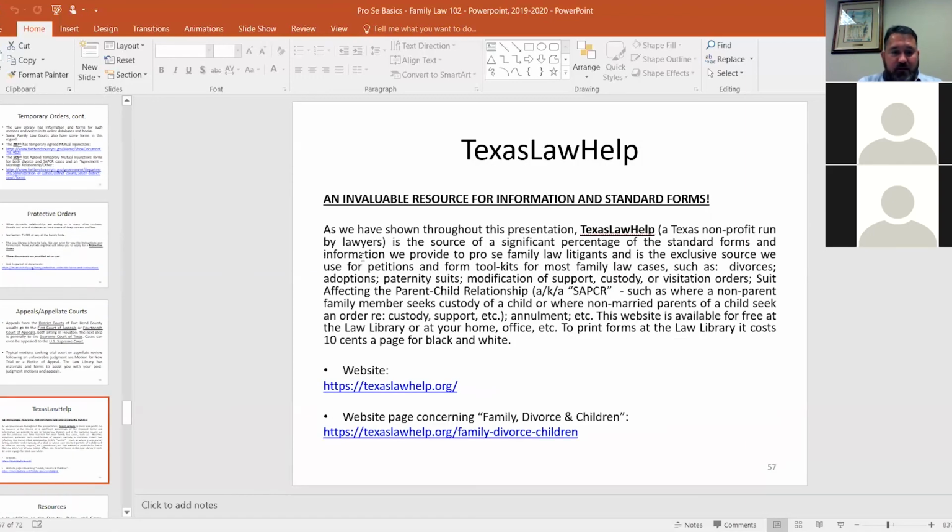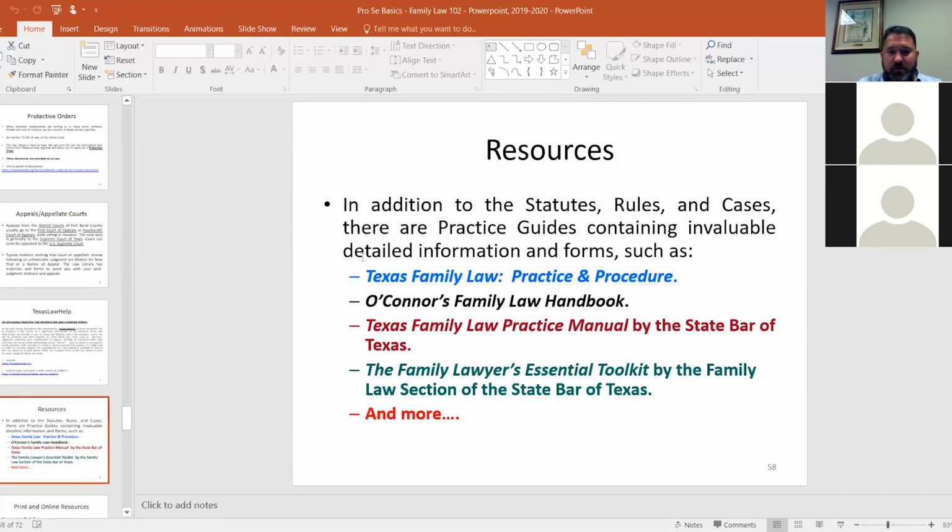Texas Law Help, like I said, is an excellent resource that we use quite a bit. Talking about the resources we have here, we have multiple things: forms, practice guides, statutes from different publishers. So it's not just one. We have O'Connor's, we have Lexis Publishing, and other things through Westlaw and the State Bar of Texas. So there's more than one resource to gather information and forms.